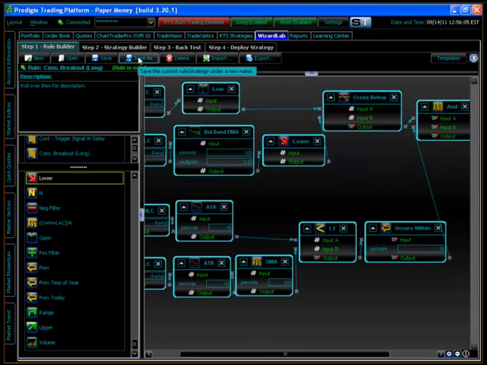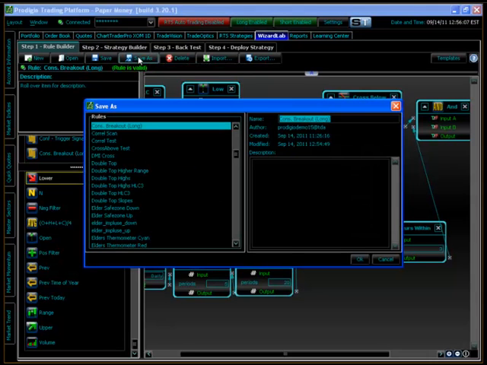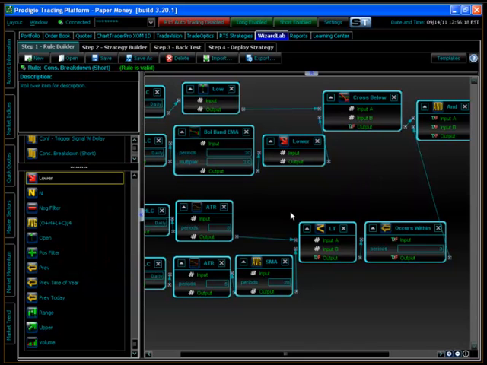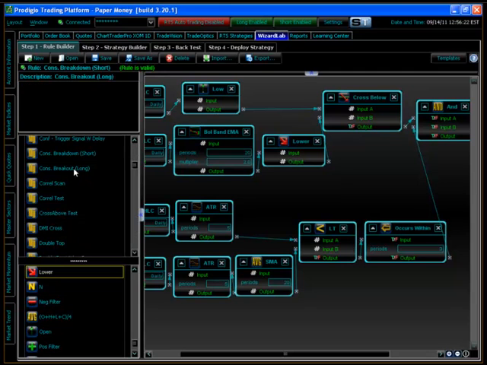I'm going to want to hit Save As here. Right? Save and Save As, there's a difference. Save As is going to create a brand new rule. I'm going to call this Breakdown. And I've got two different rules. Right? If I just hit Save, it would have overwritten my old rule. So I've got Consolidation Breakdown for short, Consolidation Breakout for long.